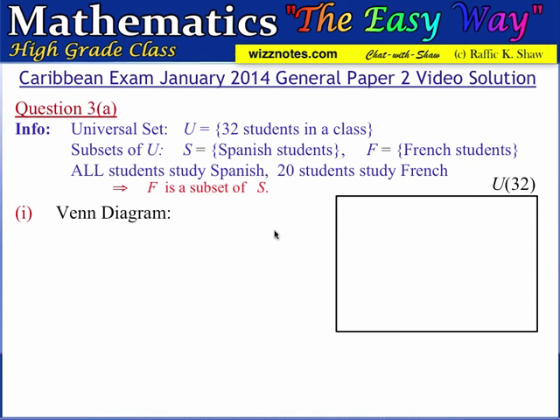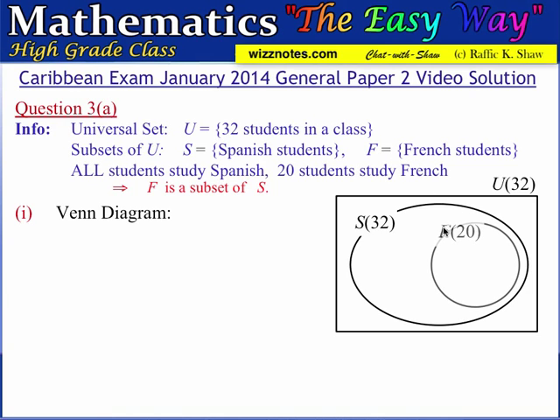Because all the students in the class study Spanish, we can put one big circle inside this universal set. The 32 here again represents the total number of students studying Spanish, which would be all the students. And hence we have 32 here and 32 here as well. Since F is a subset of S, we would place a circle inside this set S to represent the students in the set F. So this now represents the set of students studying French, and as we are told, there are 20 students in that subset, and so we have 20 here.